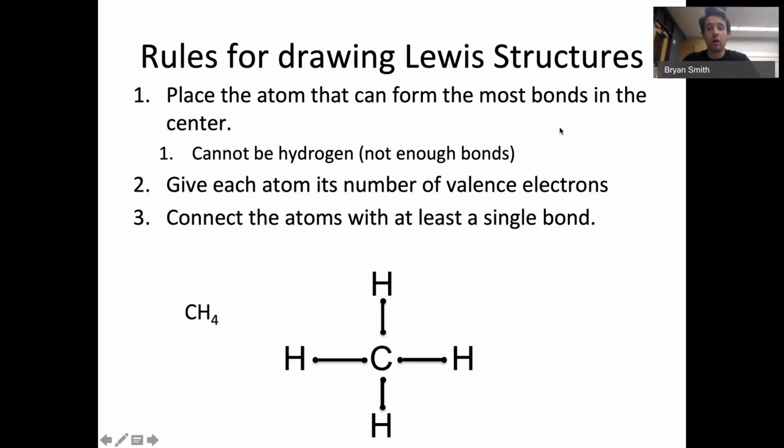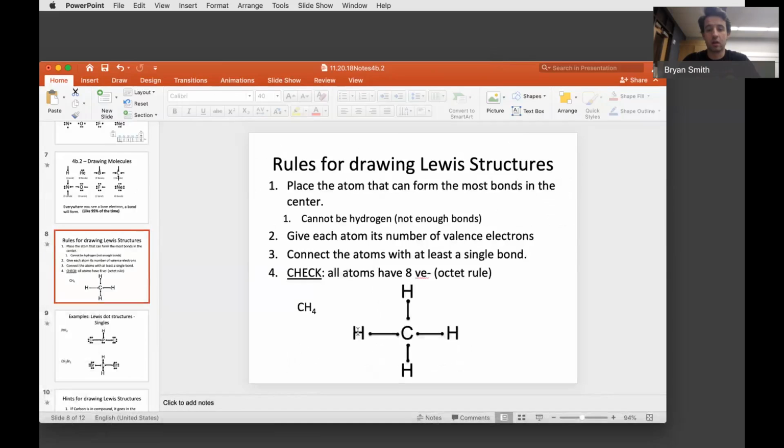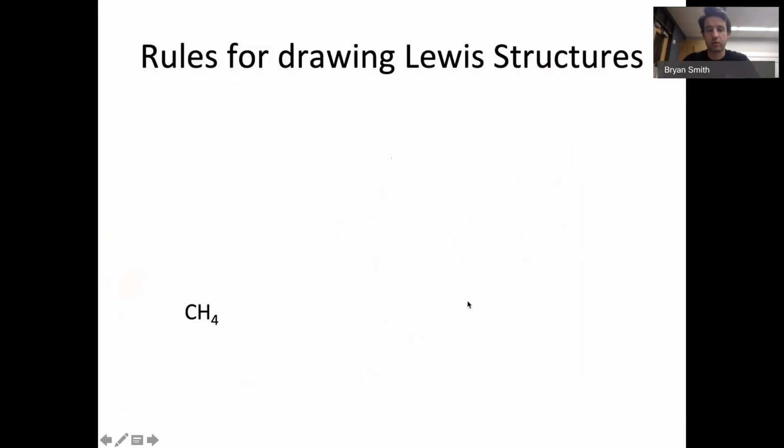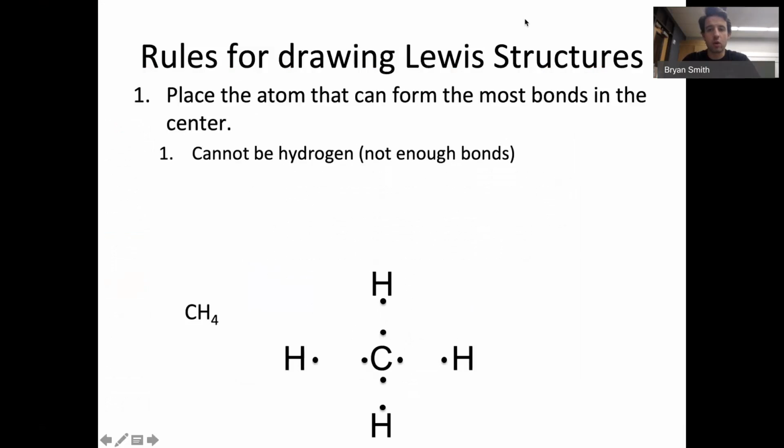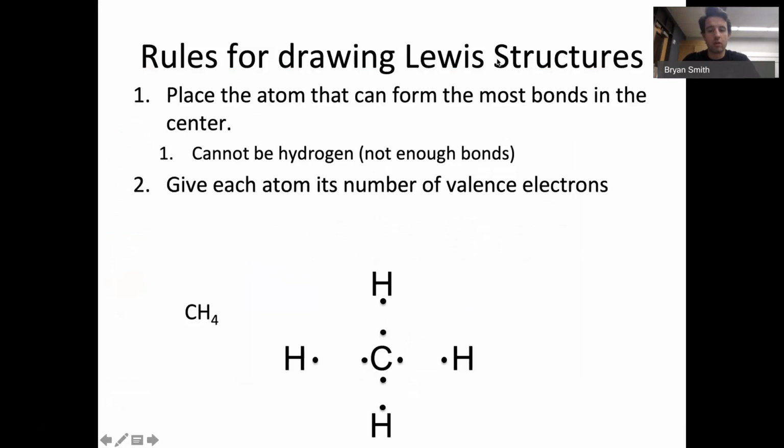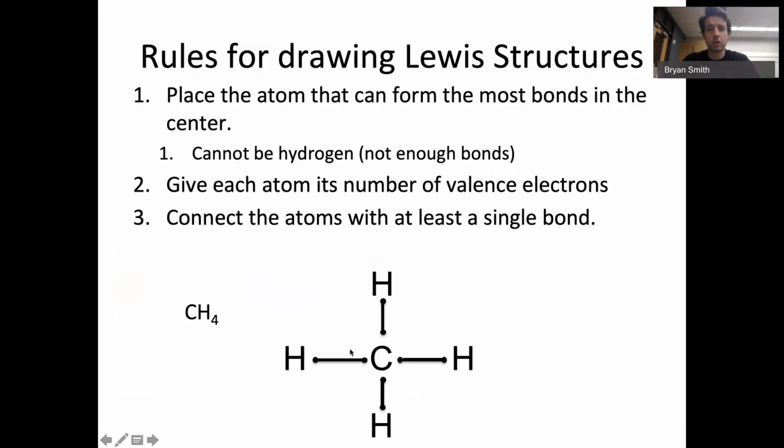Okay, so like I was saying, you give each atom its number of valence electrons, and then you're going to connect the atoms with at least a single bond. Sorry about this. Yeah, that's pretty much it. Once you have everything connected with a single bond, the only last step you want to do is double check.